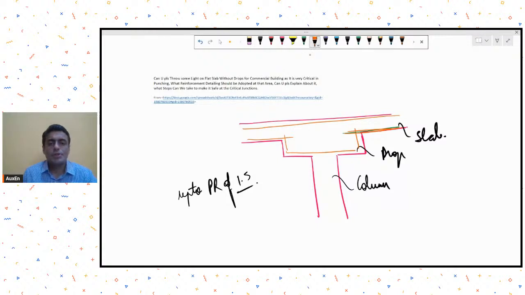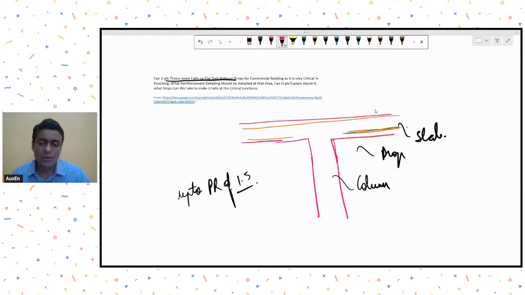Now, this is one part. What he's asking is, can you please throw some light on flat slab without drops? If I have to provide a flat slab without drops, called a flat plate, usually this punching issue will become even more critical because now you are not even providing a drop. In such cases, again the rule remains the same: you can allow a punching ratio of up to 1.5 and provide punching reinforcement for it.